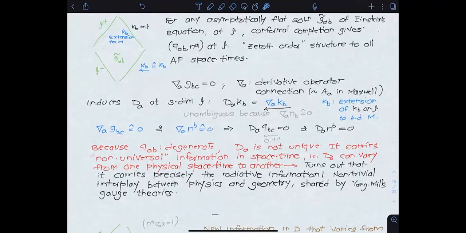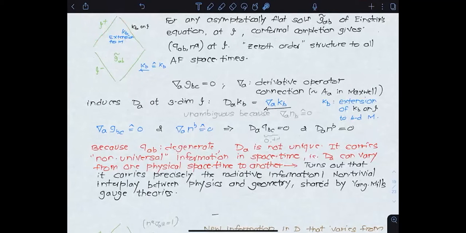The interesting thing is that if you do this on any submanifold, then in general the answer will depend on how you extend K to the space-time. But it turns out that because grad_A n_B is equal to 0, since the null normal to scri satisfies this condition, this particular pullback is completely independent of the blue extension of K. Therefore, this object is completely well defined on scri, and thus the derivative operator grad induces a connection, or derivative operator, D on the intrinsic manifold scri.